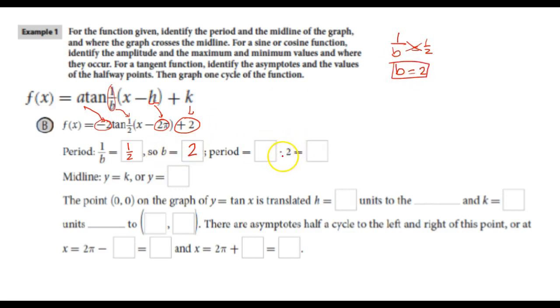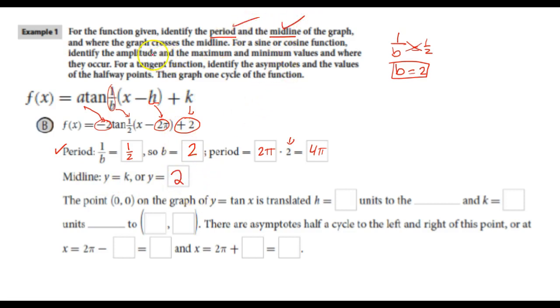And that means our period's going to be that 2 that they already wrote for us. How nice of them. But remember, our period's found by multiplying 2 pi times 2. So that would be, what's 2 times 2? 4 pi. So they're already helping us find our period, which we have to do. The next thing we're going to do is find our midline. So they say midline is y equals k. Our k value was 2.